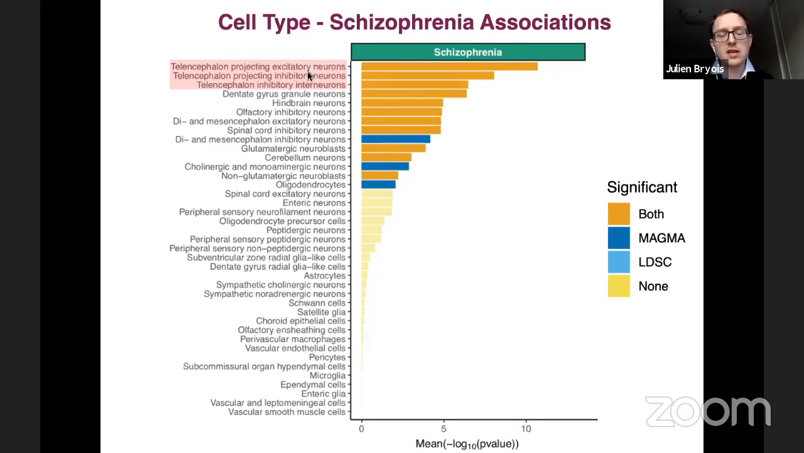So the projecting excitatory neurons group is a broad cluster that includes pyramidal neurons from the cortex, the hippocampus, and from the amygdala, while the projecting inhibitory neurons are the medium spiny neurons, and the telencephalon inhibitory interneurons correspond to the cortical interneurons. But in addition, we found some evidence that other neurons might be implicated, although it could be that it's due to shared core neuronal mechanisms.